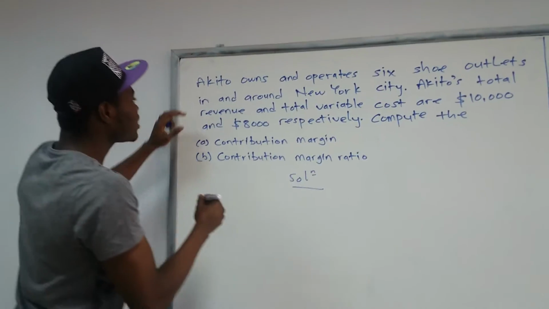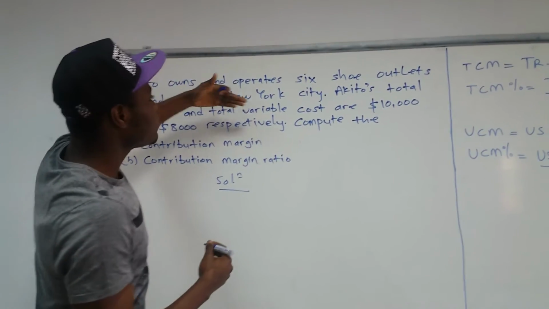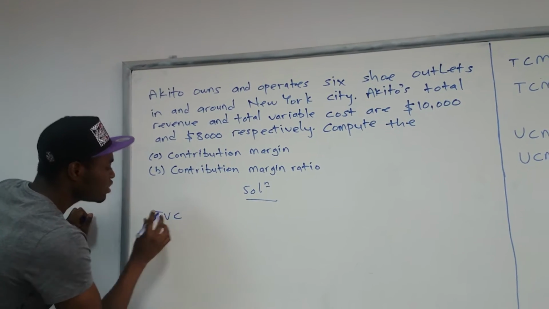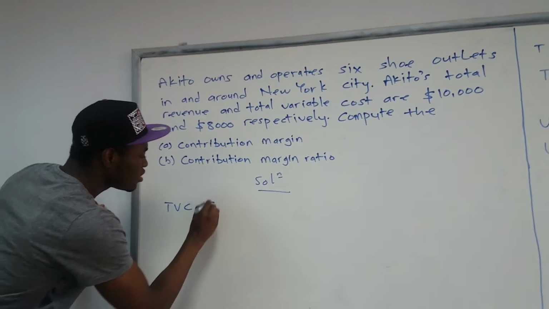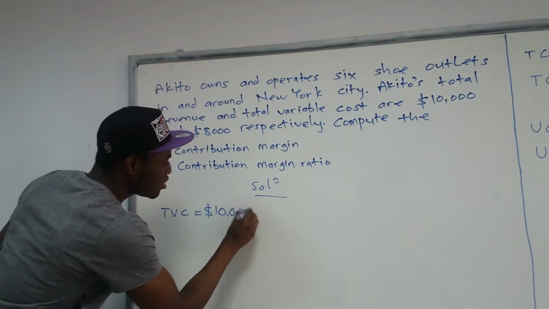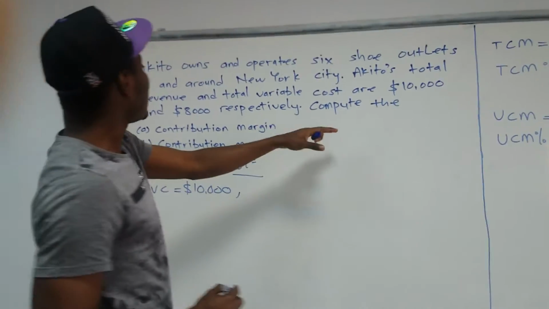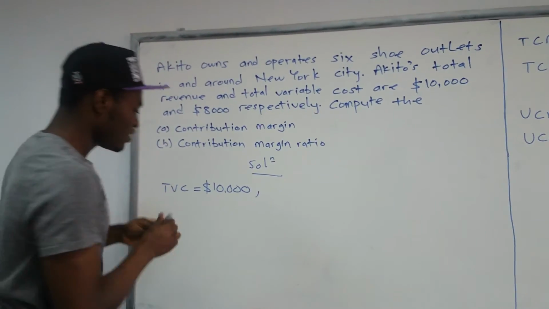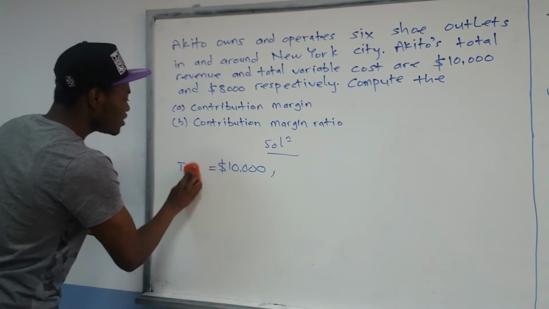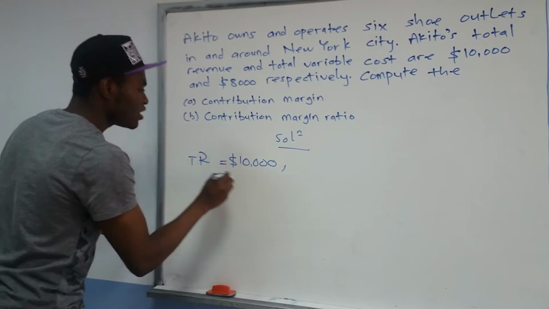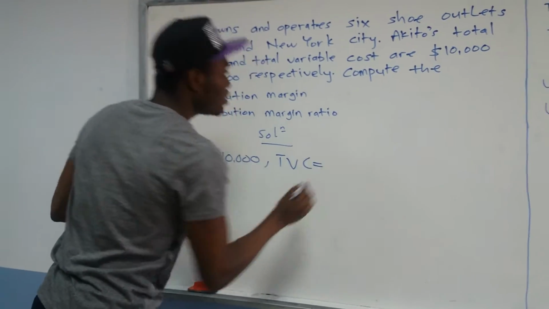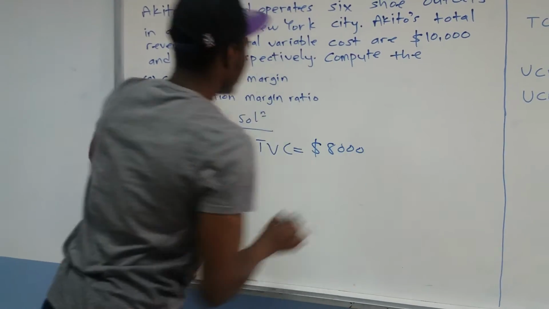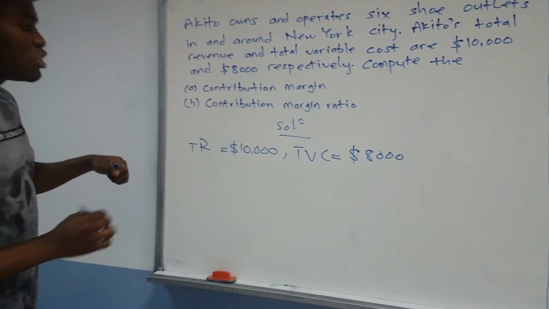From our question, it is clear that total variable cost is equal to $10,000. So TVC, which is equal to total variable cost, is 10K. And our total revenue, sorry guys, total revenue is $10,000 and our total variable cost is equal to $8,000. We've been asked to calculate contribution margin.